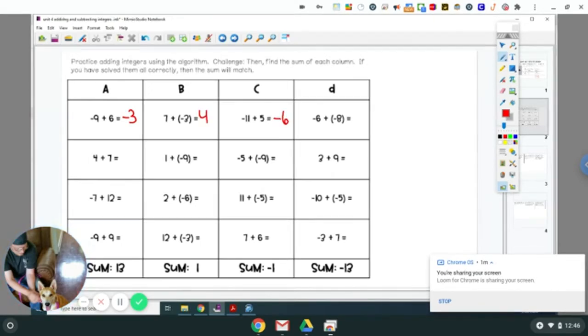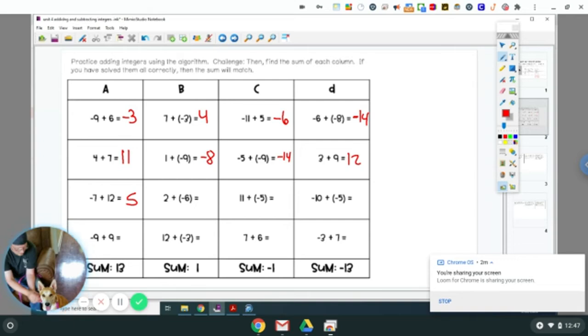Negative 6. And then this is negative 6 plus negative 8. Since they're both negative, you add them. So 6 plus 8 is 14, but that's negative 14 because they're both negative. 4 plus 7 is 11. 1 plus negative 9 will be negative 8. Negative 5 plus negative 9 will be negative 14. 3 plus 9 is 12. Negative 7 plus 12 is 5.